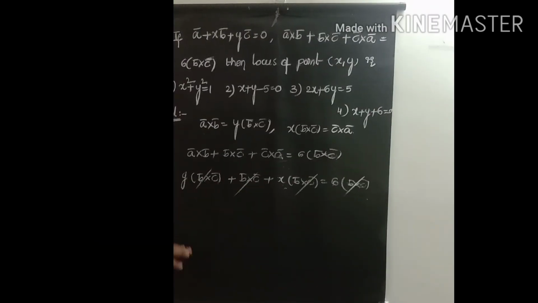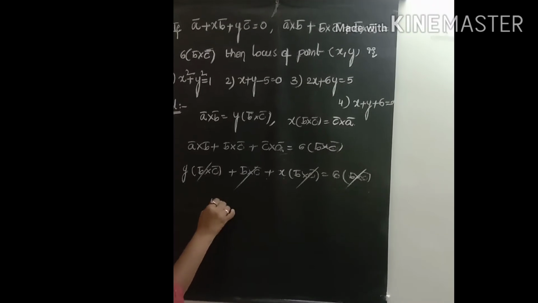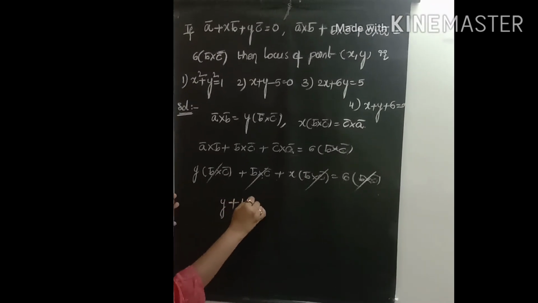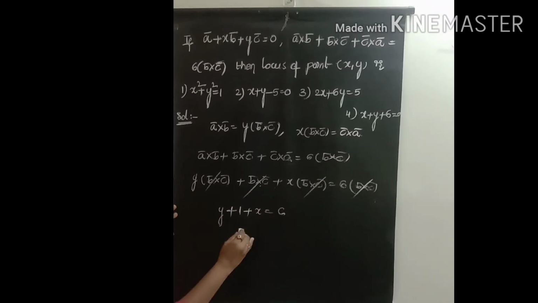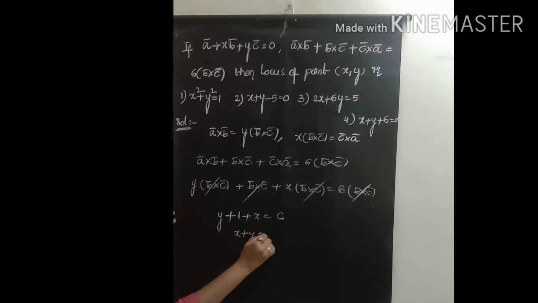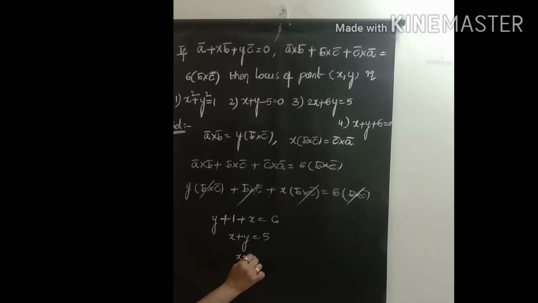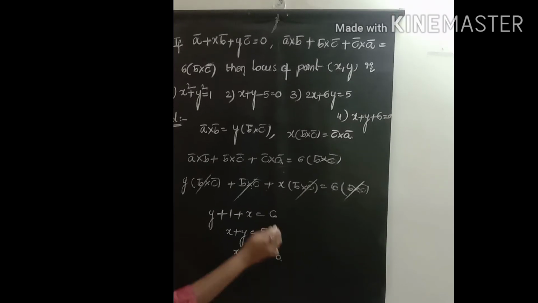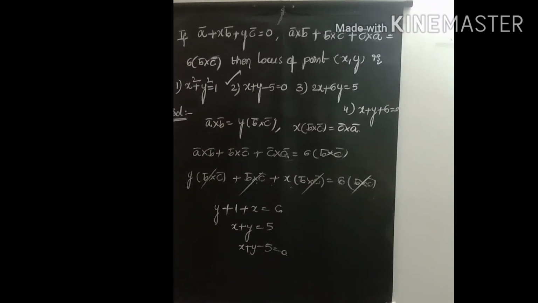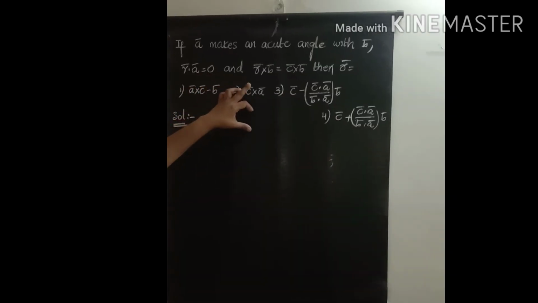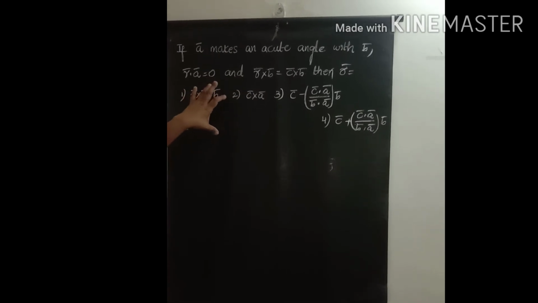Cancelling the term b×c from the equation, what do we get? y + 1 + x = 6, that is x + y = 5. So the answer is x + y − 5 = 0, which is the second option.